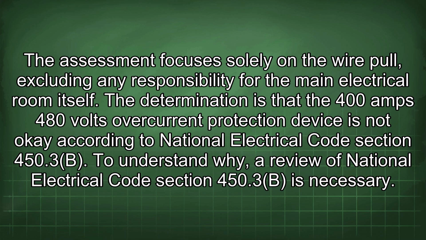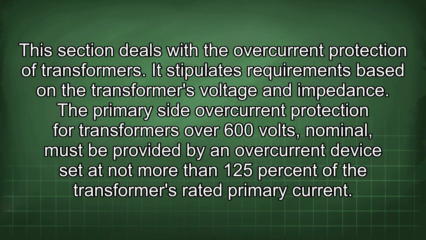The determination is that the 400 amps 480 volts overcurrent protection device is not okay according to National Electrical Code Section 450.3(B). To understand why, a review of National Electrical Code Section 450.3(B) is necessary. This section deals with the overcurrent protection of transformers. It stipulates requirements based on the transformer's voltage and impedance.